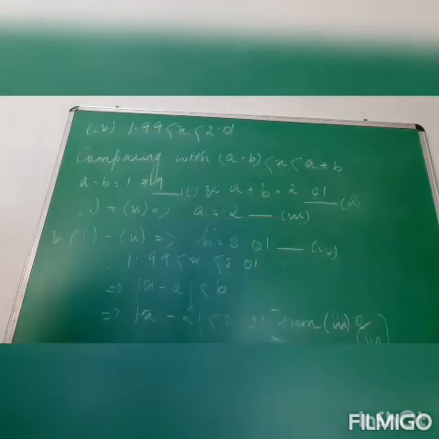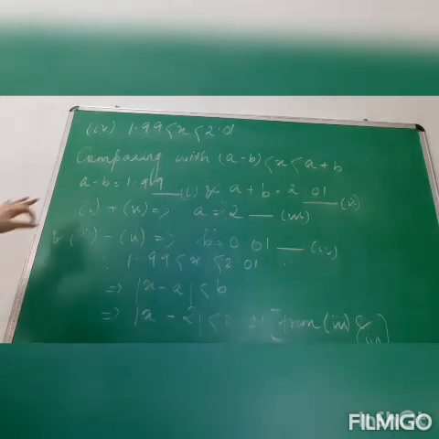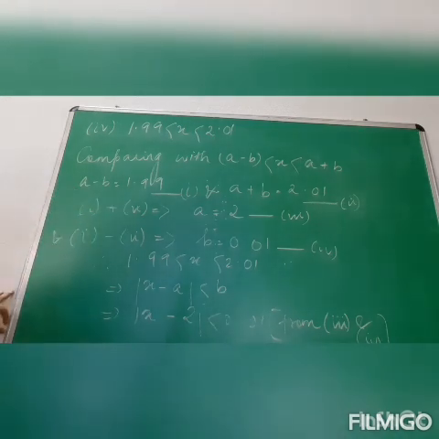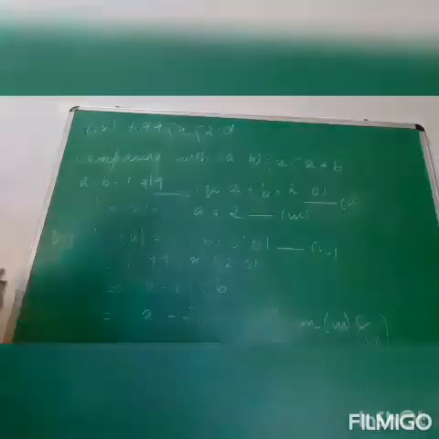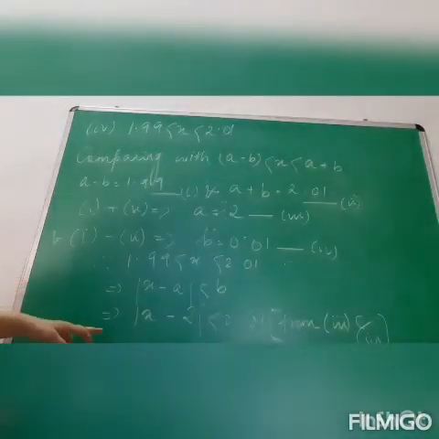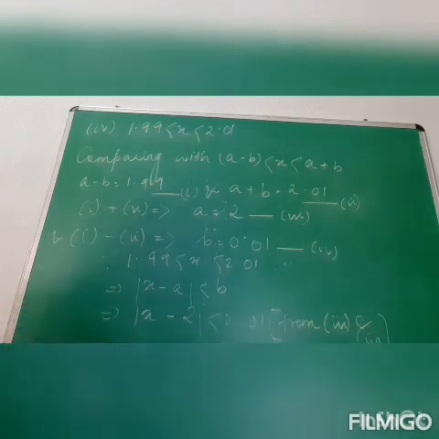Okay. Now see the last sum: 1.99 is less than x is less than 2.01. So again compare, you will get a minus b as 1.99 and a plus b as 2.01. So solving this we get a as 2 and b as 0.01. So again you see this expression can be written as mod of x minus a is less than b. Place the value of a and b that you got from equation 3 and 4, and thus you get the required value. Okay. So with this we come to the end of question number 4.